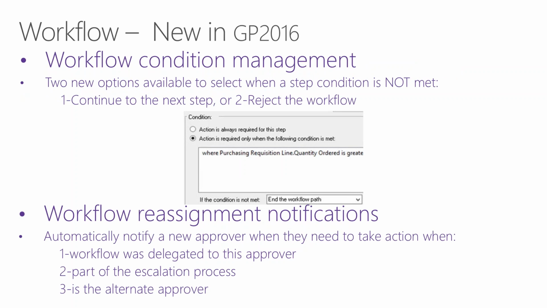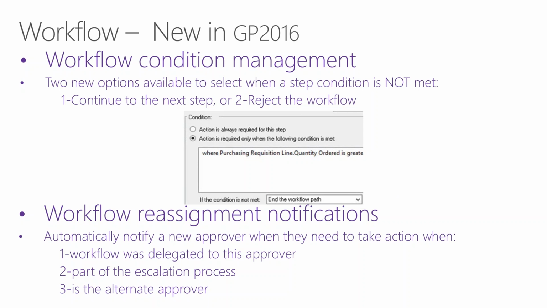Also in GP 2016, there's some additional condition management to be able to say 2 new conditions: continue to the next step or reject the workflow if the condition for the person that you'd sent this to is not available. So if the condition is not met, end the workflow path or reject it back to the person who originated it. In versions prior to GP 2016, it was possible that if the approver didn't take action and didn't have a delegate, they could get stuck, and then the owner of the workflow would need to go push them along.